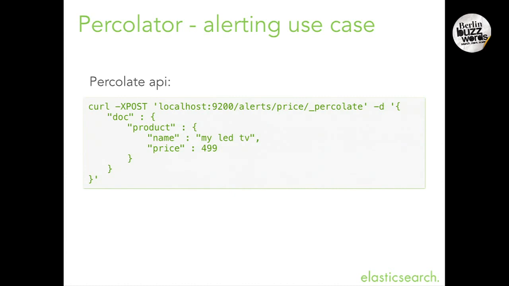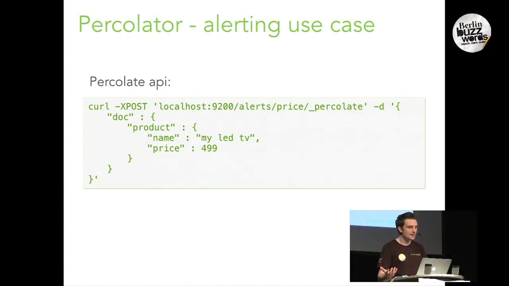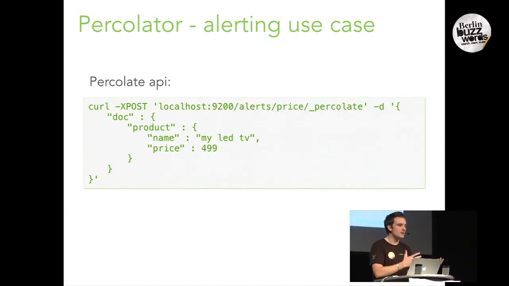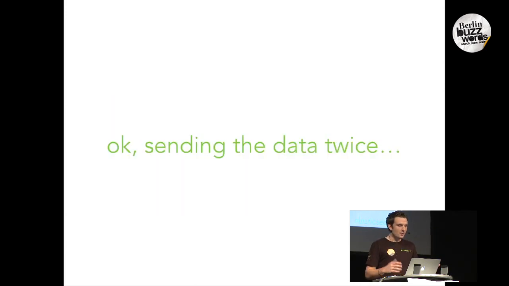So in this case, we've indexed the document, and now I'm actually sending the data twice, this time to the Percolator API in order to get notified. When this call returns, it will obviously match with a query. So I can have logic in my application that then notifies the specific user, sends an email, or sends a private message in my application so that he is notified of something he's interested in. But we are sending it twice. So maybe there's a better way to do this.